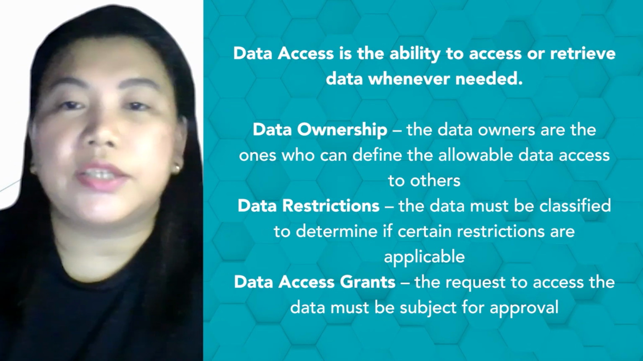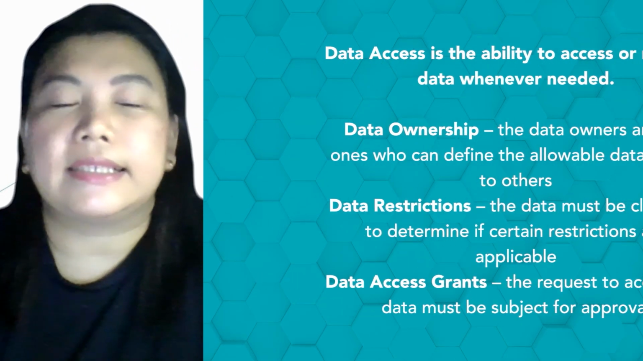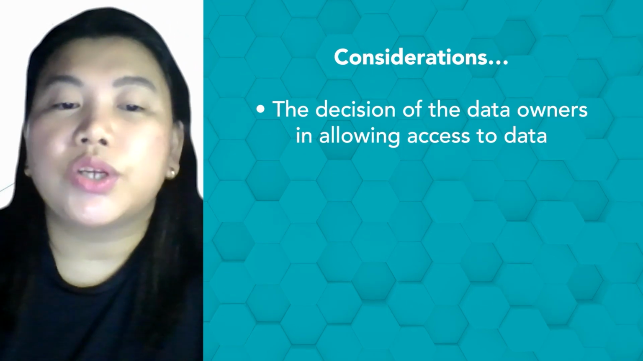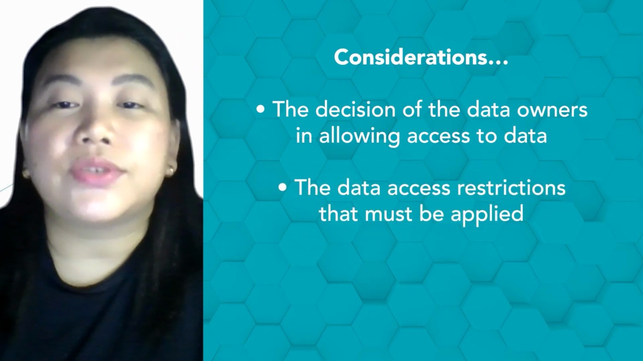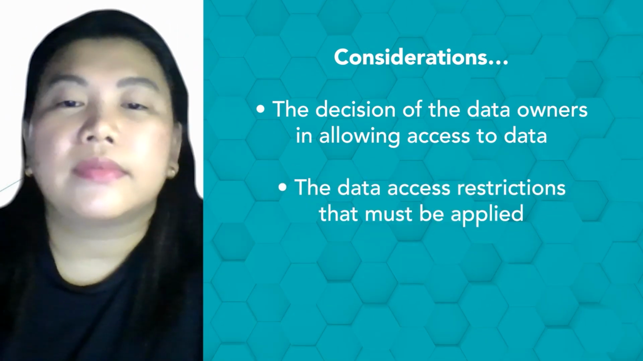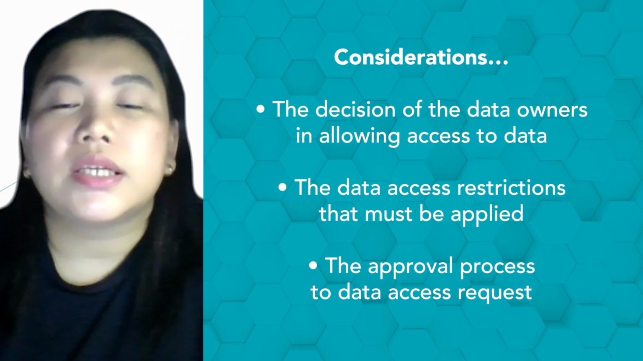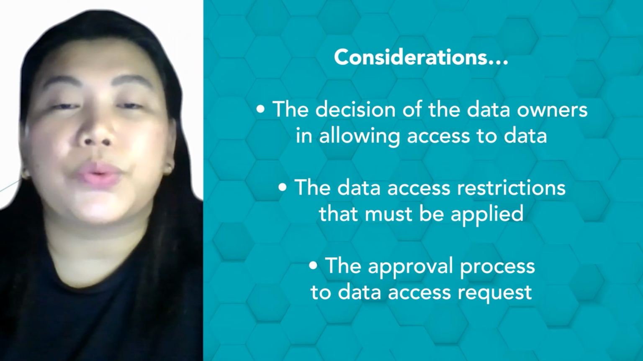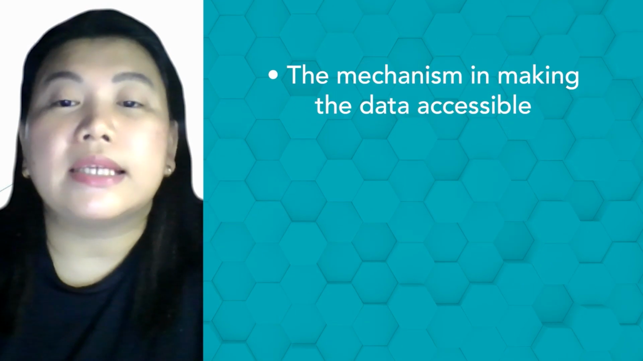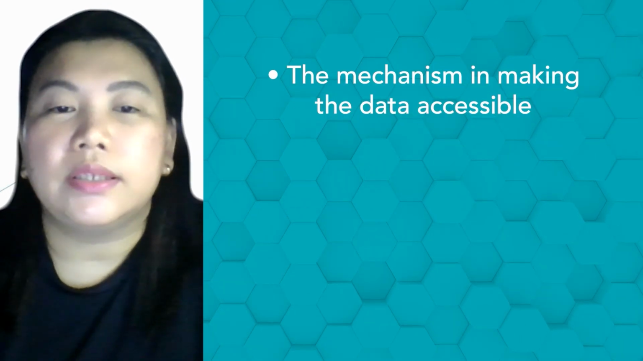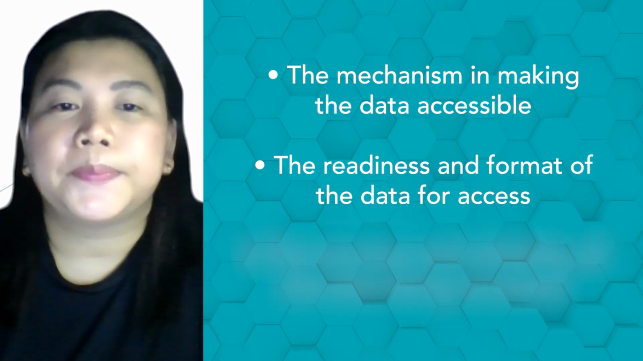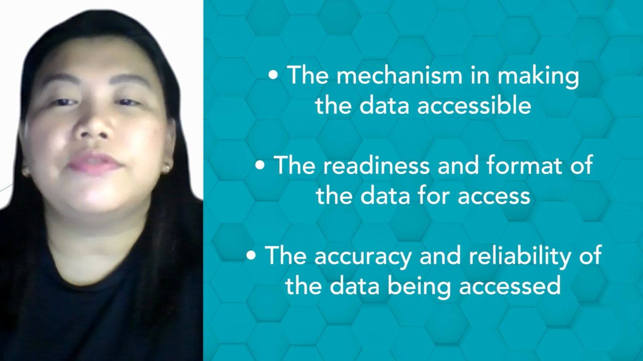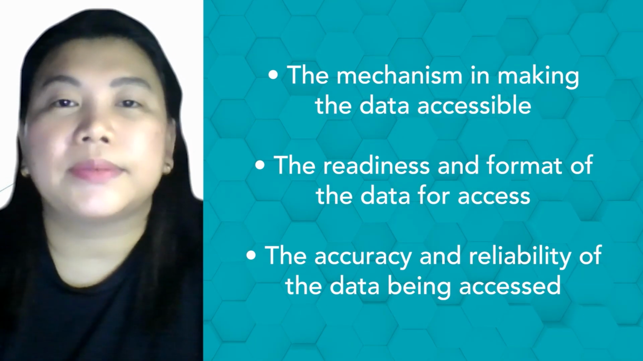Now, these are the considerations that we have to make for data access. This is the decision of the data owners in allowing access to data. The data access restrictions that must be applied. Of course, the approval process to grant data access requests. The mechanism in making the data accessible. The readiness and format of the data for access. The accuracy and reliability of the data being accessed.